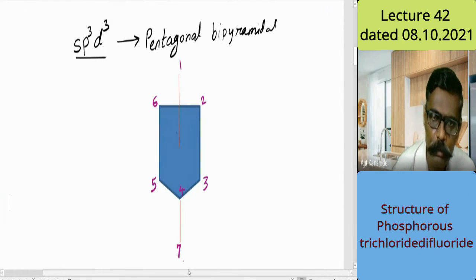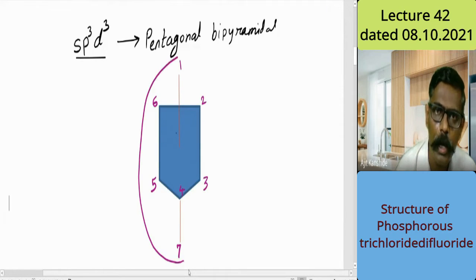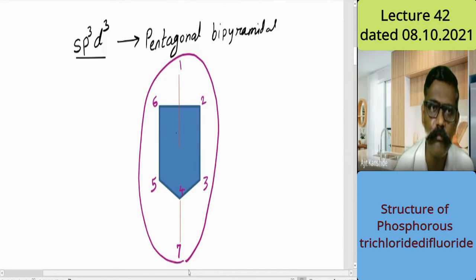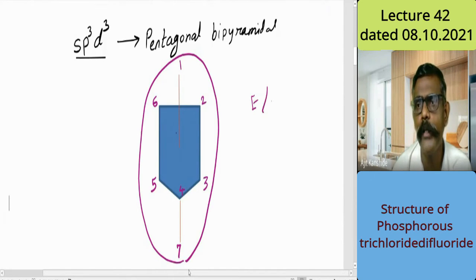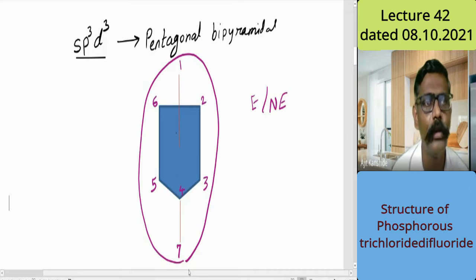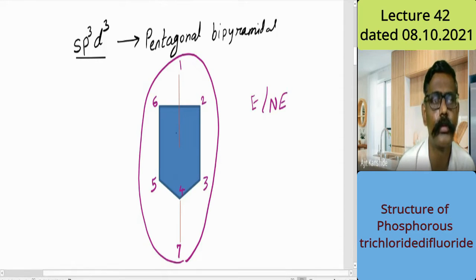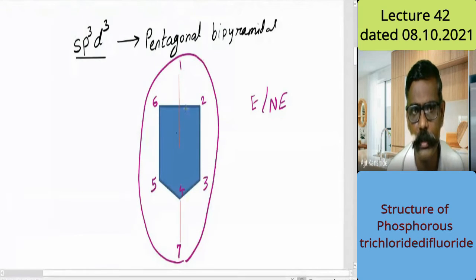Now you have to ask the question to yourselves: are all these positions equivalent or non-equivalent? You have to think about the angular separation, the angle between those, whether the angular separation is the same or not. With that you can work. You have to consider the angle.